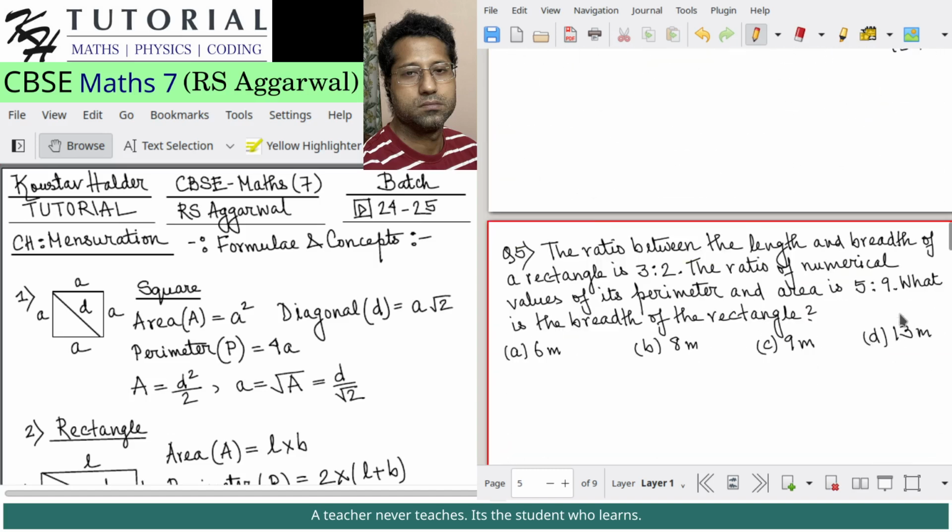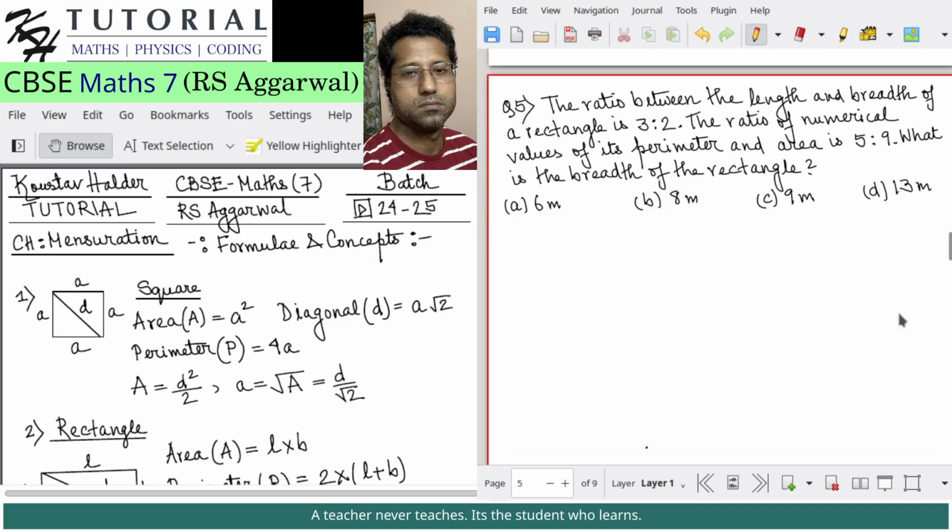Okay, let's do the next problem. Question number 5. The ratio between the length and breadth of a rectangle is 3:2. The ratio of numerical values of its perimeter and area is 5:9. What is the breadth of the rectangle?